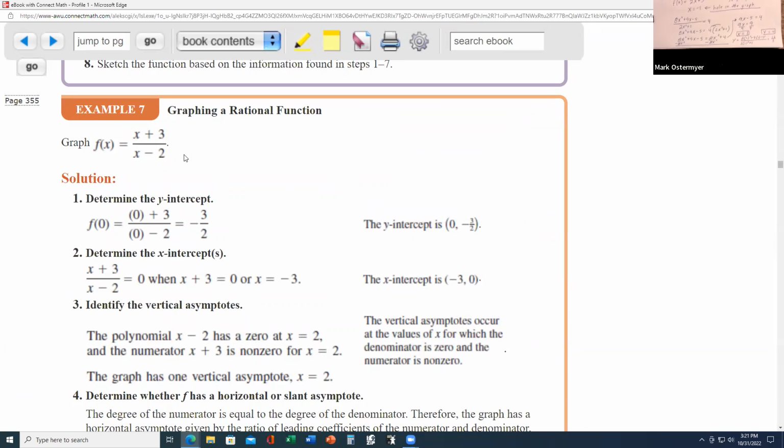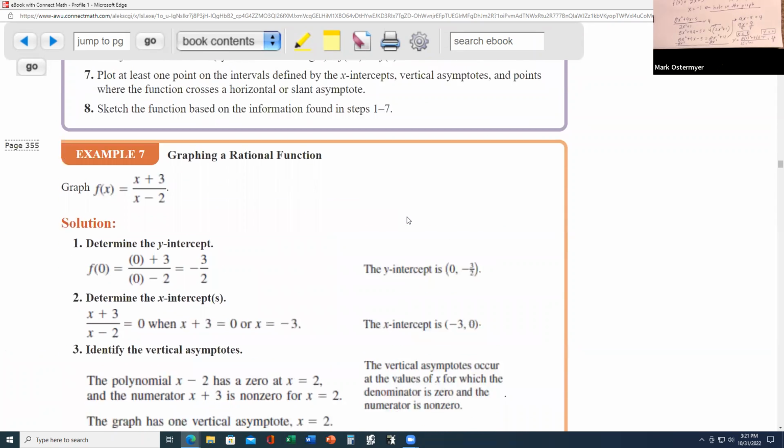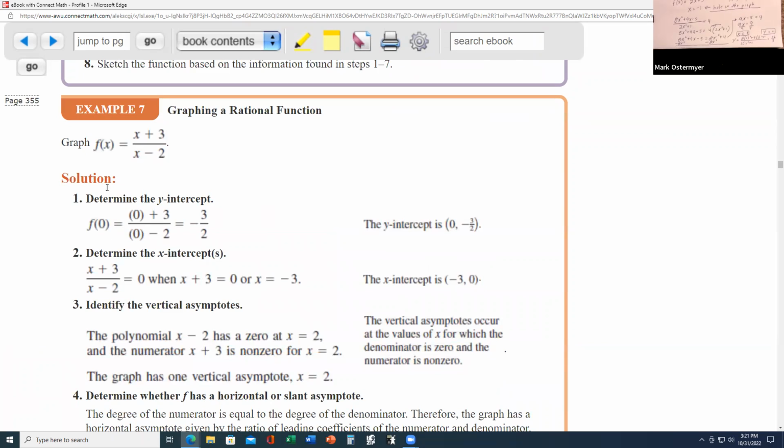All right. What's the first thing we should look for? Does our rational function have a y-intercept? How do we find y-intercepts? We let x be 0. So they evaluated their function at 0 to find where the y-intercept is. Let x be 0, and they find the y-intercept is -1.5 or -3/2. That's where the graph is going to go through the y-axis.